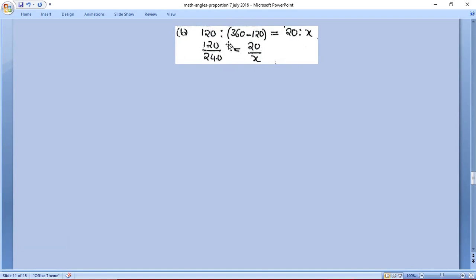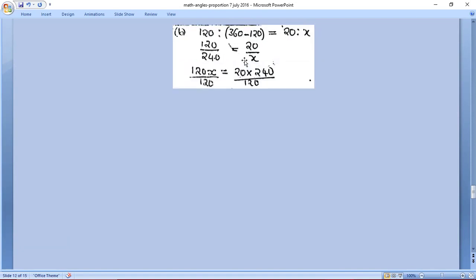Then cross multiply. So major diagonal will be 120 times x. Minor diagonal will be 240 times 20. So start with the one with a variable. So 120 times x is 120x, which is equal to 20 times 240. This is in paper one, so don't multiply anything yet, because if you multiply, you just make your work more difficult. Just write them the way they are, so that we can simplify them easily. You can cancel out easily, finally.